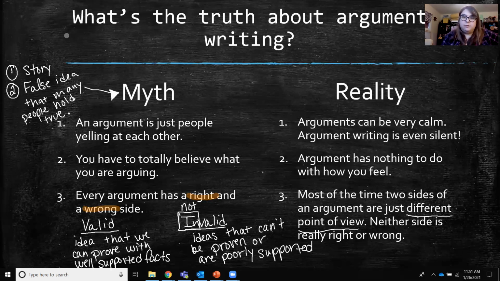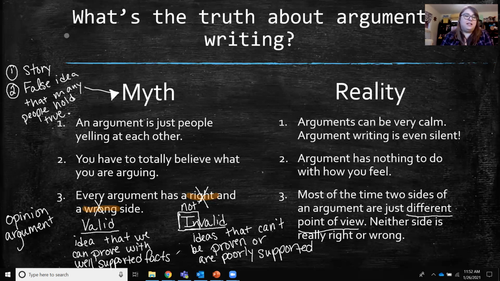So when we talk about argument, we do not want to be using the words right and wrong. We want to be using valid and invalid. And the reason behind this has to do with the fact that an argument states an opinion. We know that opinions can neither be true nor false because we can't prove them. What we can do, though, is create a valid opinion or a valid argument. It is a type of opinion that can be proven with good facts, or a type of argument that can be proven with good facts. So the words valid and invalid can go with the words opinion and argument.